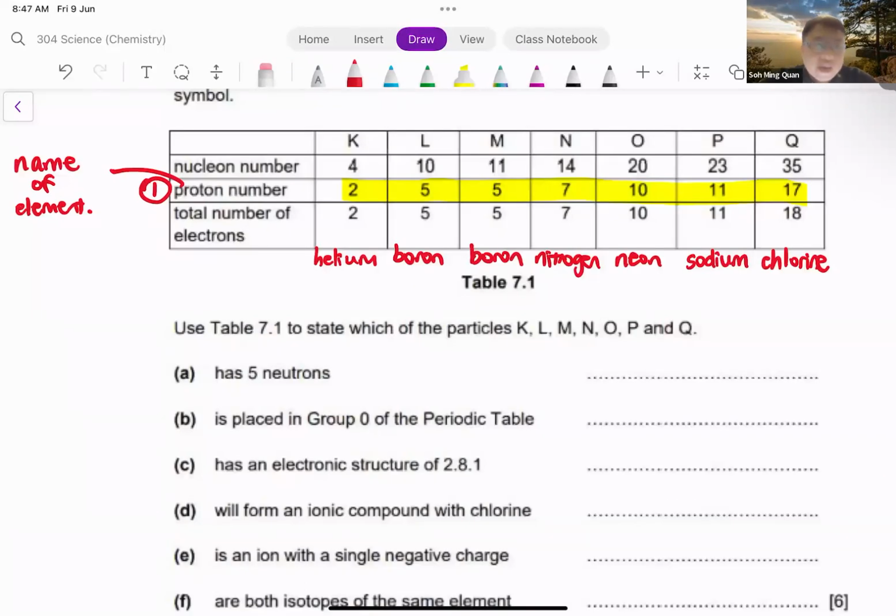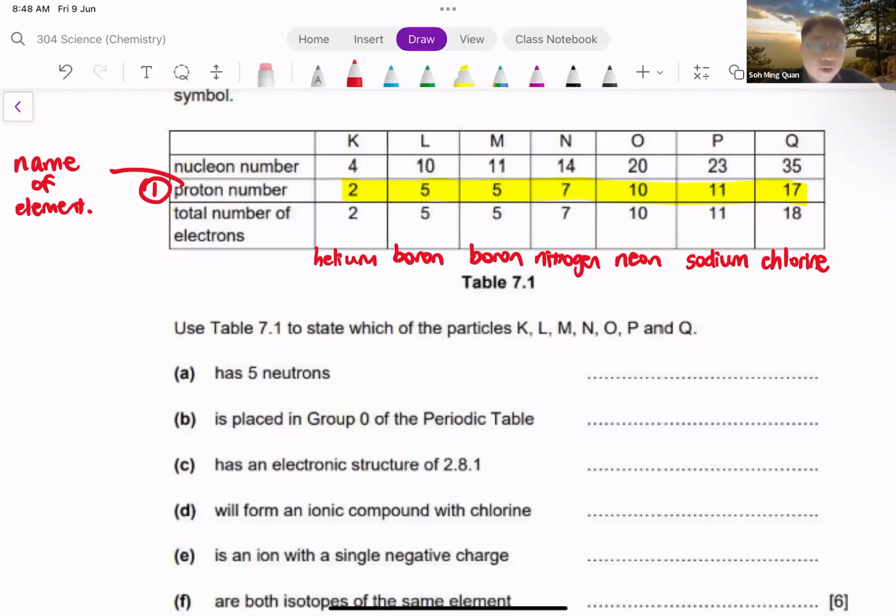Okay, so if we have used the proton numbers correctly, remembering that proton number is the smaller number of the 2 numbers that you see for every element, the smaller number is the proton number, then we would find the elements' names to be as such. Okay, helium, boron, nitrogen, neon, sodium, and chlorine.